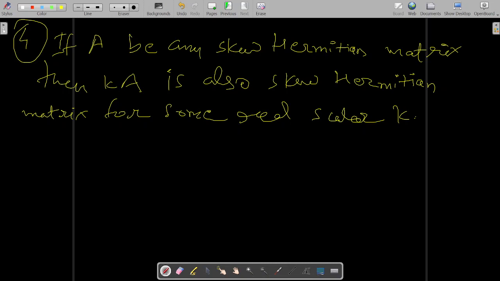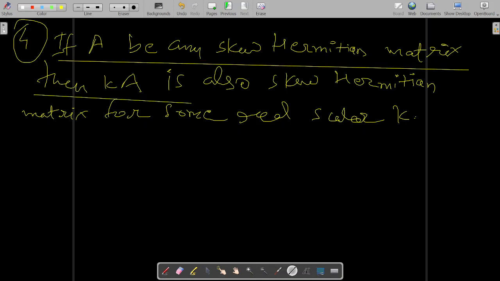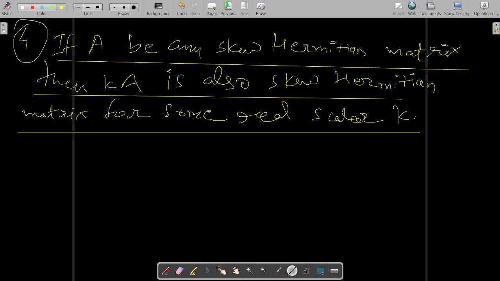Okay, so if A is any skew Hermitian matrix, then kA is also a skew Hermitian matrix for some real scalar k. Now what does this mean? Suppose A is any skew Hermitian matrix, then for any real scalar k, meaning 2A, 3A, 2.5A, all these will also be skew Hermitian matrices. You can easily prove this.